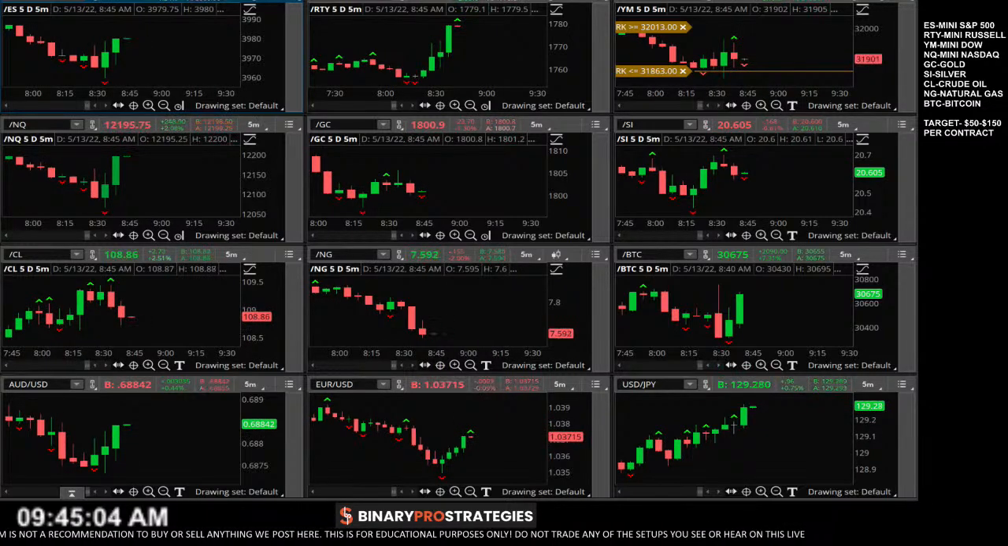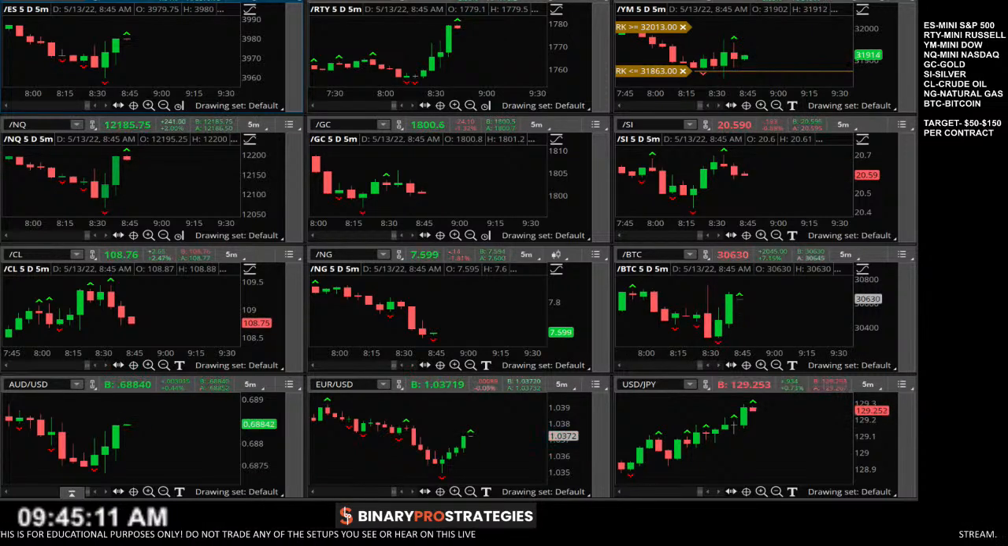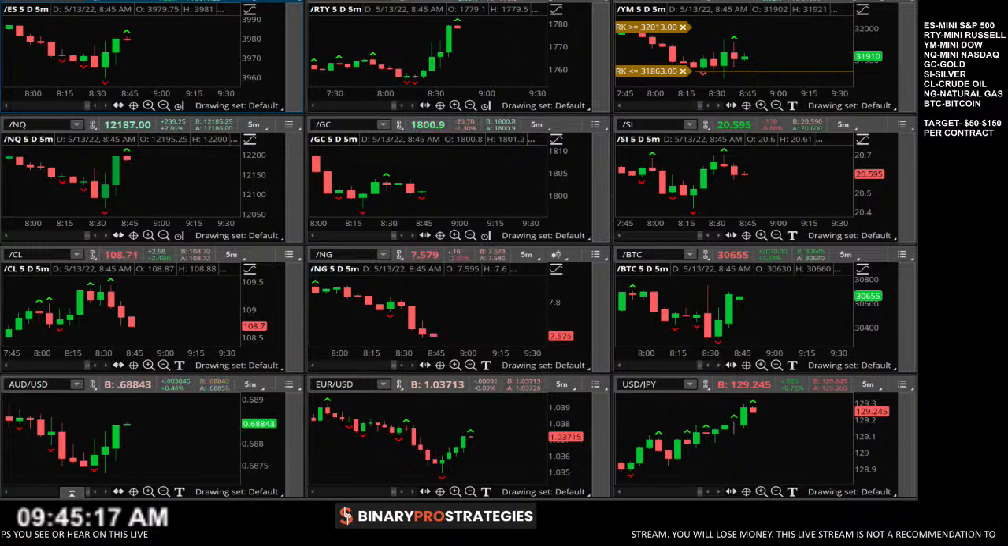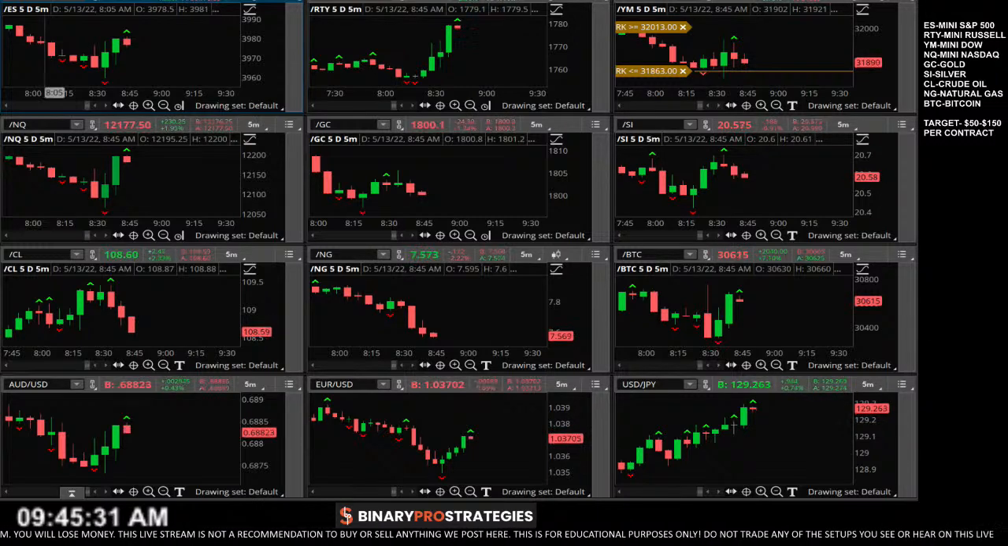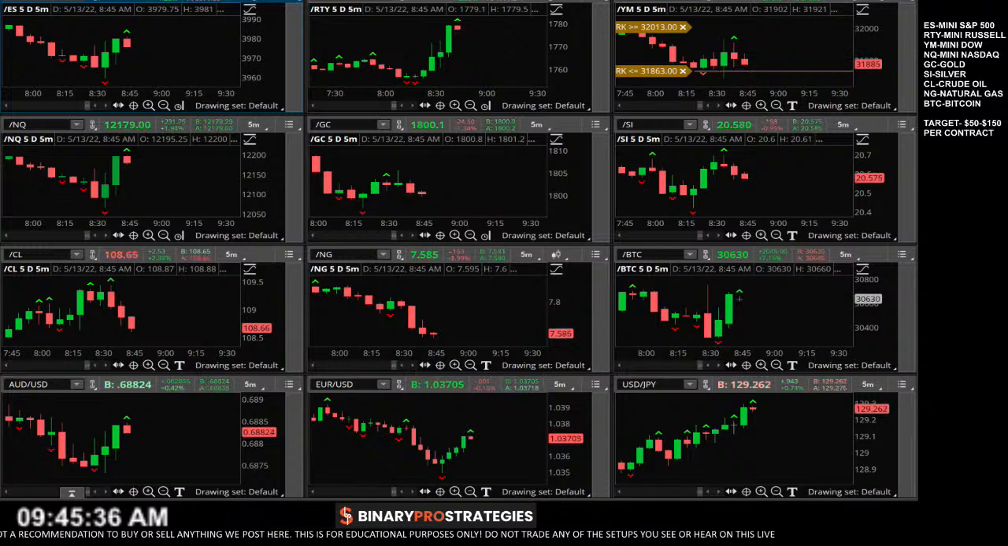So once again, I just put the symbols up here again so everybody's clear on what we're trading. Top right-hand corner, as you can see, we've got ES for the E-mini. We're trading the mini Russell, mini Dow, and mini Nasdaq. Gold, silver, crude, and natural gas. And Bitcoin, and also looking at some currency pairs down here. I don't see anything on the currencies at this point. Was looking for a double buy on the yen, but it didn't hold, so no go there.